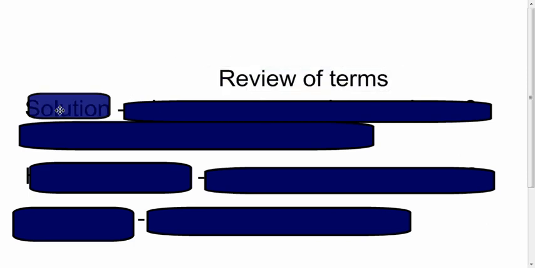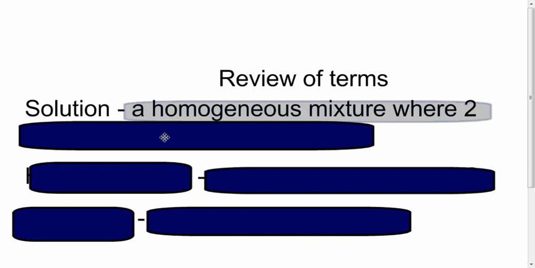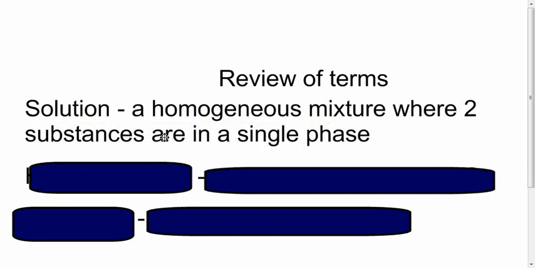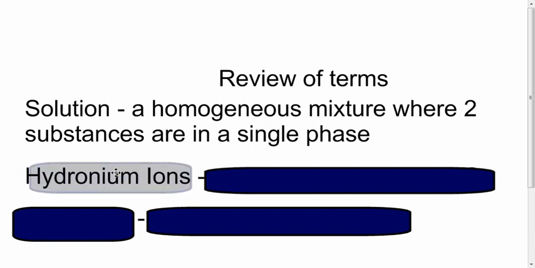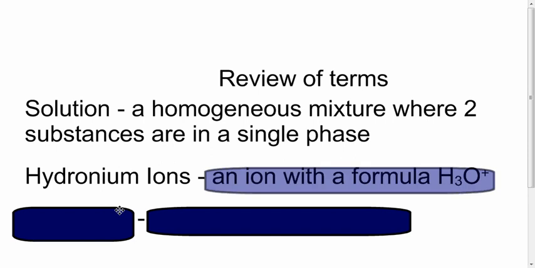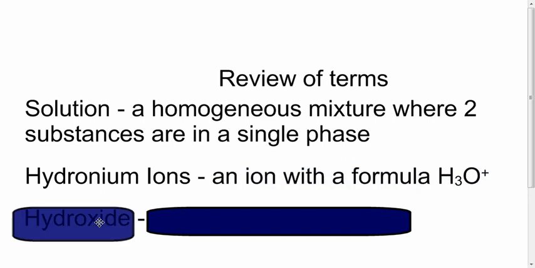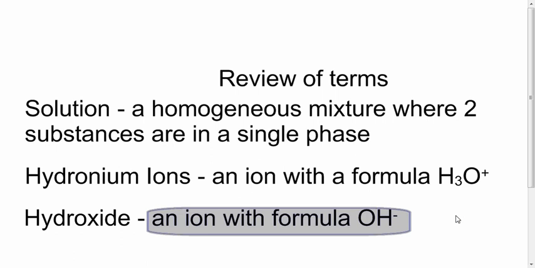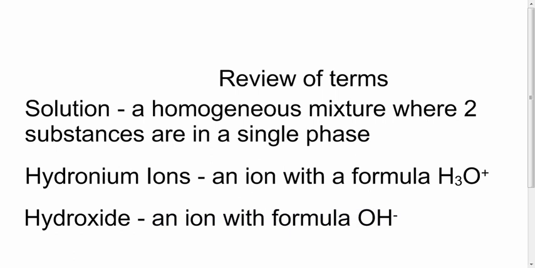Before we get started, we're going to need to know some key terms. A solution is a homogeneous mixture where the two substances are in a single phase. This is typically a liquid, like a salt solution. Tap water is another solution. Hydronium ions are H3O+. They're acidic ions that are found in the solution. Hydroxides are OH negative, and they're in basic solutions, or more concentrated in basic solutions.